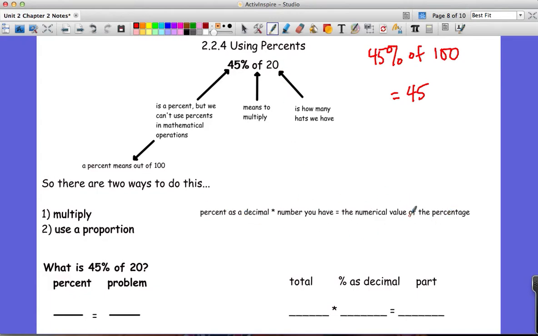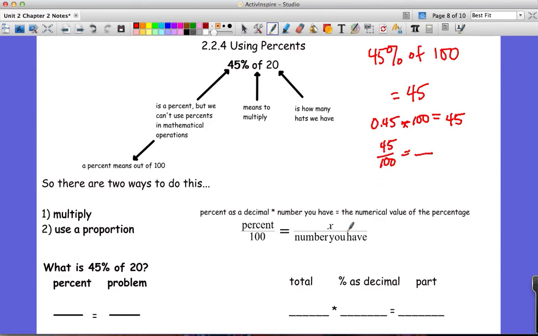So you can set it up as an equation, or you can set it up as a proportion. You would put your percent over 100, so instead of turning it into a decimal, we turn it into a fraction. And then we would set it equal to the number that I have, so the total over x. So in this case, if I was doing 45% of 100, I could do 45 hundredths times 100, which is going to give me 45. Or I can do 45 over 100. So that's my percentage as a fraction.